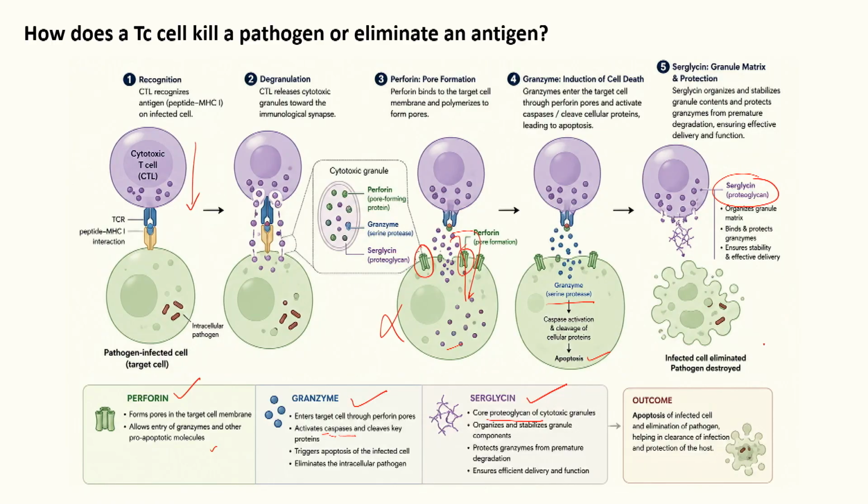They can also help protect granzyme, and ensure the stability and effective delivery of granzyme through the pore like structure which is perforin based. So ultimately the cytotoxic T cell population can kill the cell which is actually carrying the pathogen. So this can eliminate the antigen loaded cells. This is how the cytotoxic T cell population can kill the cell.